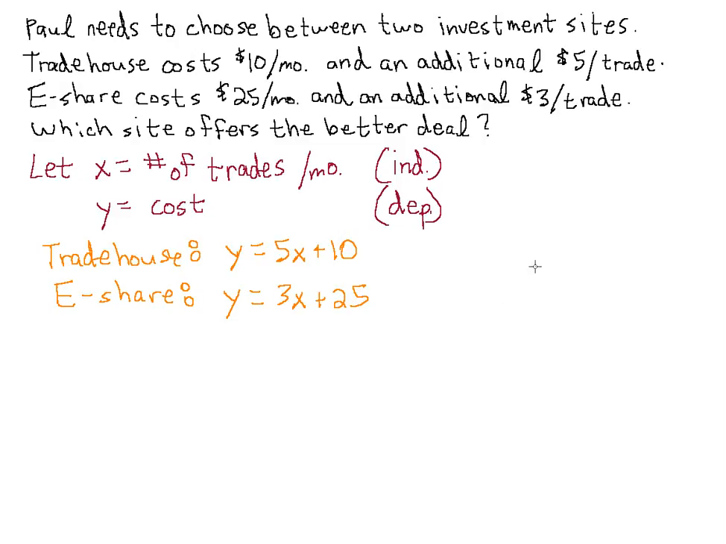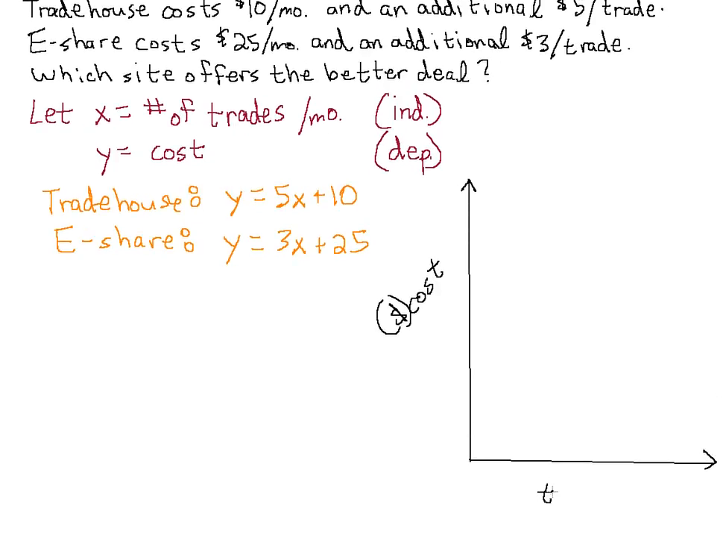Let's take a look at what the graph of this looks like. We're going to use just quadrant 1 here because it's safe to assume that both the number of trades and the cost of the site are non-negative. It wouldn't make sense to make a negative number of trades or pay an investment site a negative amount of money. This axis is going to be the cost, which we'll measure in dollars, and this is going to be the number of trades made.